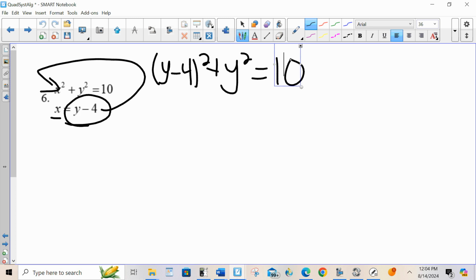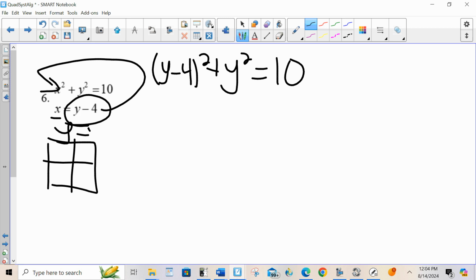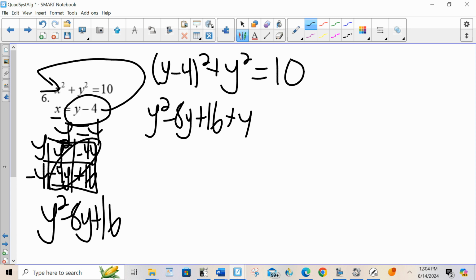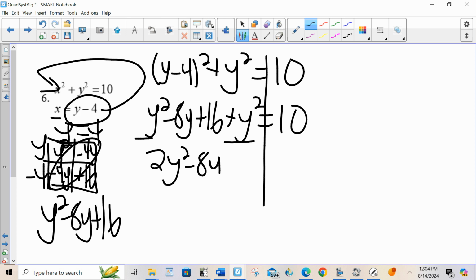To do y minus 4 squared, we do our box whenever I'm squaring a binomial. We did that earlier in the unit. Y squared minus 4y, minus 4y plus 16. Y squared minus 8y plus 16. So I have y squared minus 8y plus 16 plus y squared equals 10. I combine like terms. Mr. Y squared, he wants to party. Before he can party, all of his friends have to come over.